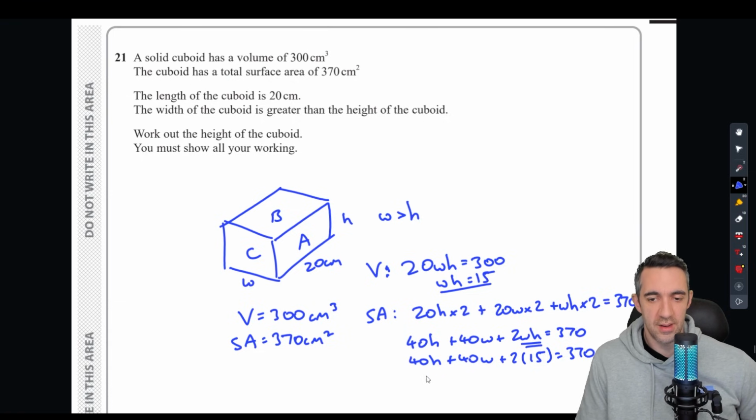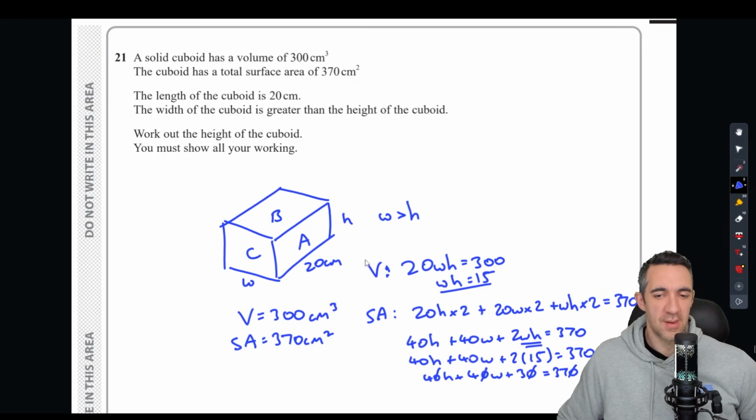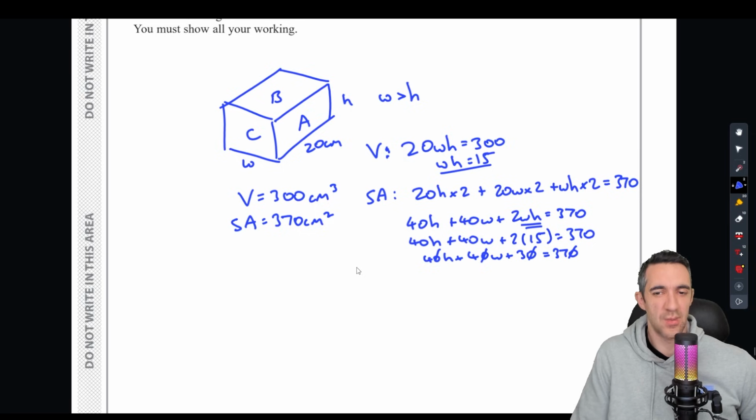And then I can simplify that a little bit, can't I? So 40H plus 40W plus 30 equals 370. And then everything divides by 10. Get rid of all the zeros. And then we can move. Can maybe see where this is heading. You might have spotted it, I don't know. We can move the 37 across to make, at the moment, 4H plus 4W minus 34 equals 0. So at the moment, I still can't solve that.